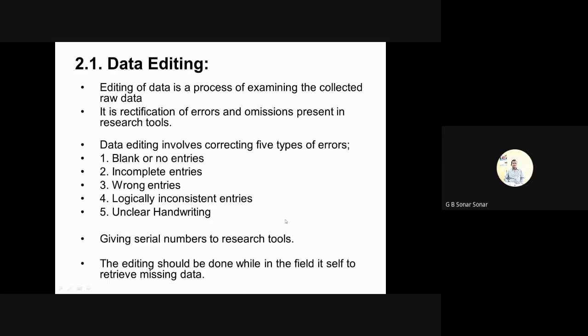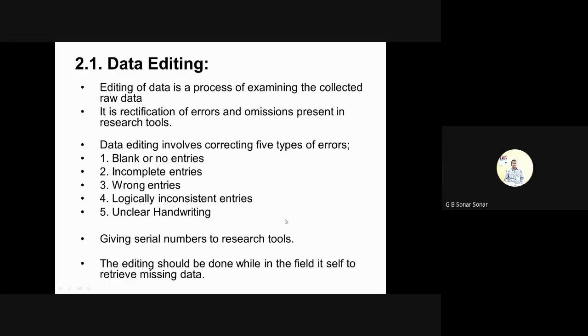One more important aspect here is that this first step is advisable to be done by the researcher while doing fieldwork itself. So when you are in the field, before you complete your fieldwork, before you collect the data from all the respondents and come back, if the editing is done in the field itself, one of the advantages is that you are in the field, and if any data is missing and needs to be collected from the respondent, you can go back and collect.